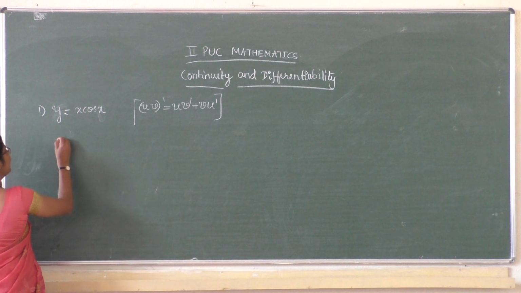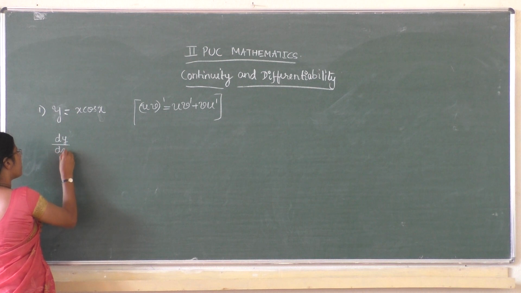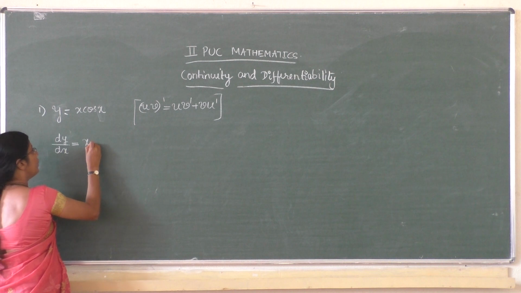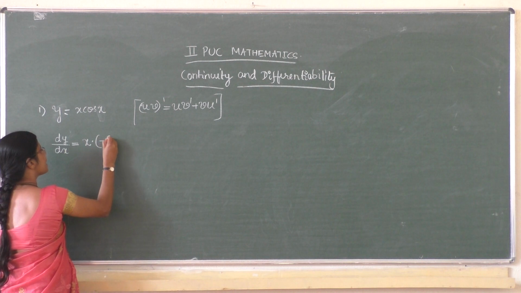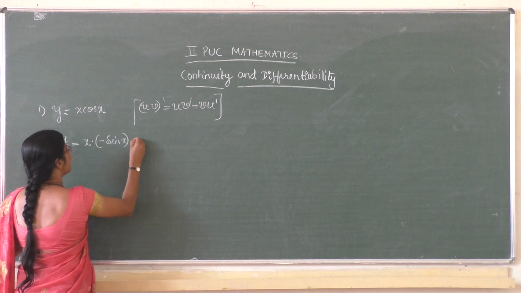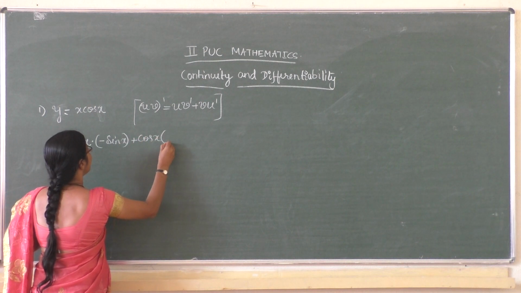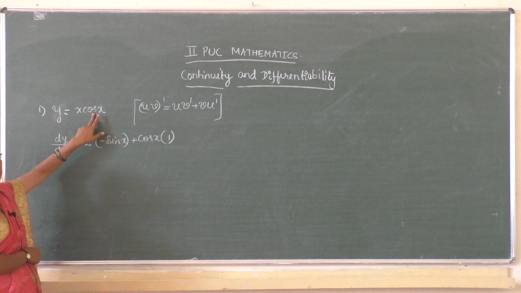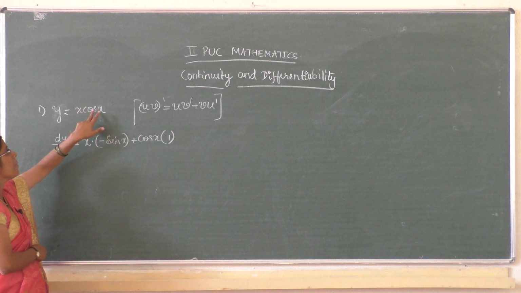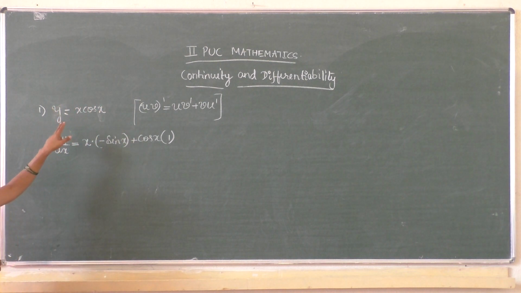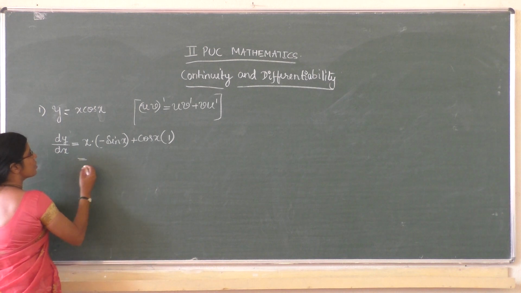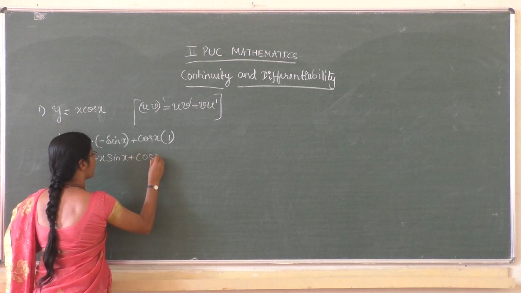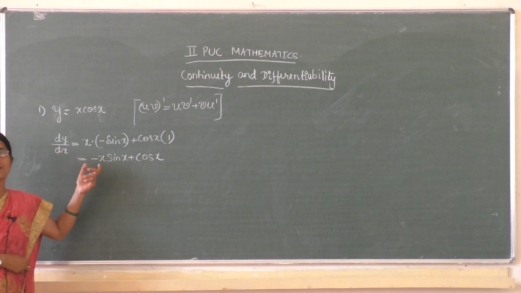So we get the first derivative, dy by dx, the derivative of y with respect to x. First function x into derivative of cos x, that is minus sin x, plus cos x into derivative of x, that is 1. So we have here minus x sin x plus cos x. Now we got the first derivative.